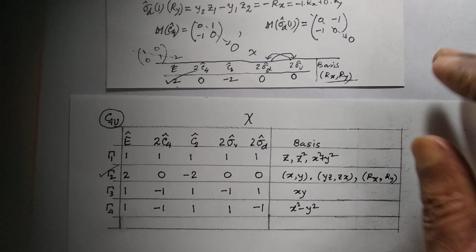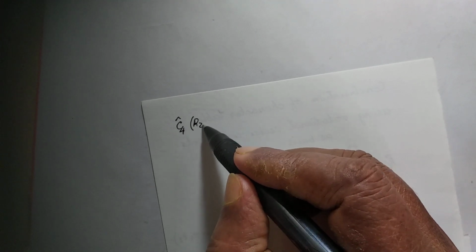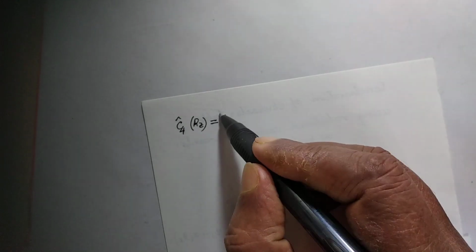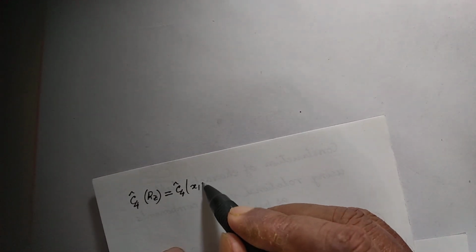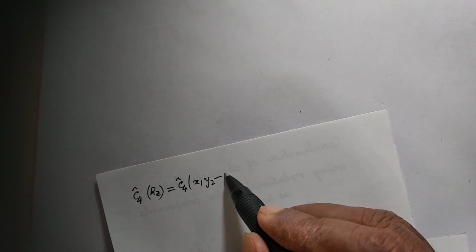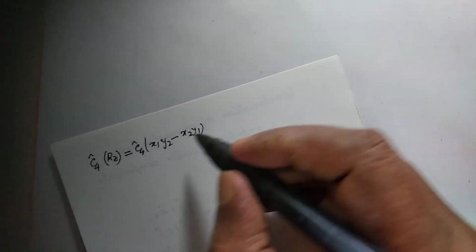Now let us calculate the characters for Rz. What happens if we apply C4 on Rz? What is Rz? Rz is x1, y2 minus x2, y1. So what will be the result?